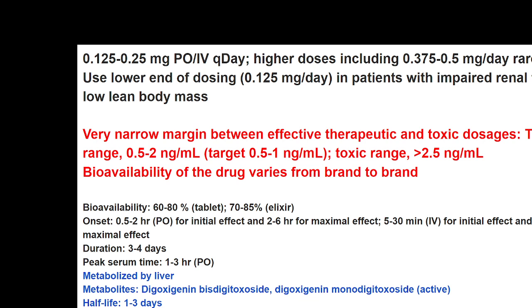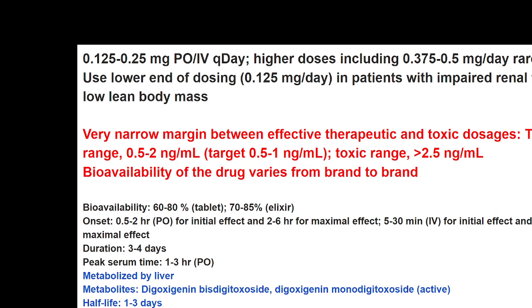If you change the brand of digoxin in the market, the bioavailability can change, and that can produce toxicity, and hence the patient should stick to a brand which is already being used, so that the bioavailability does not vary. Bioavailability of the drug can vary from 60% to 80% in the tablets or 70% to 85% in the elixirs or syrups.